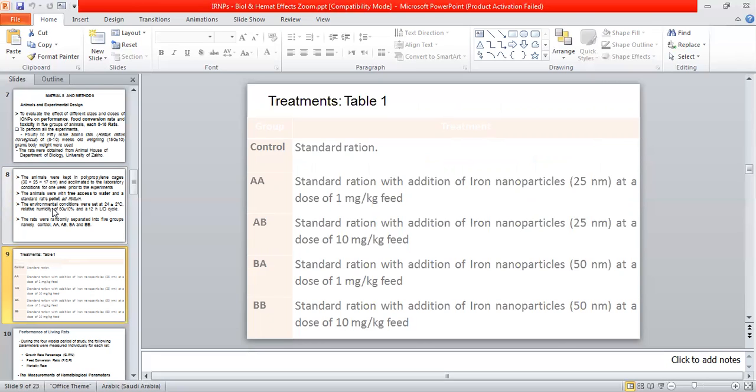In group AA, nanoparticles of 25 nanometer external dimension at a concentration of 1 milligram per kg feed. With respect to the second group, AB, 25 nanometers and a 10 milligram dose. With respect to BA, 50 nanometer external dimension, dose 1 milligram per kg. And the last group, BB, also a size of 50 nanometers and a dose of 10 milligrams per kg.